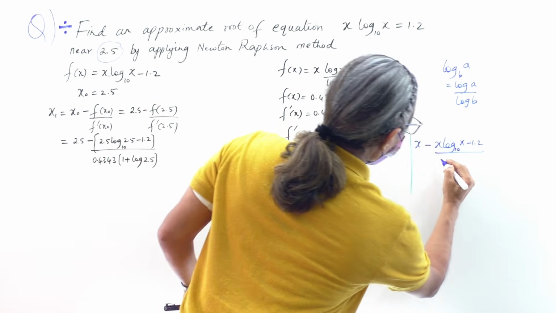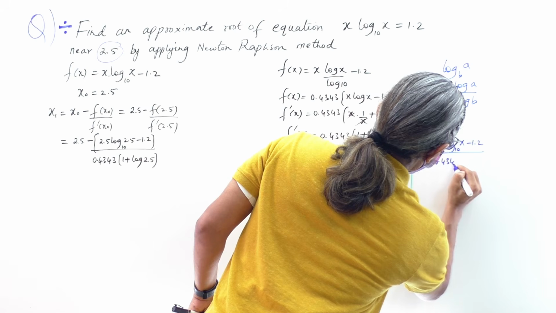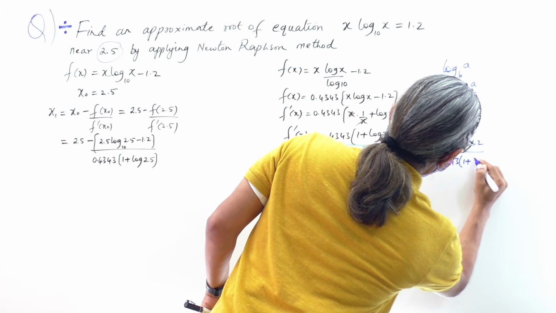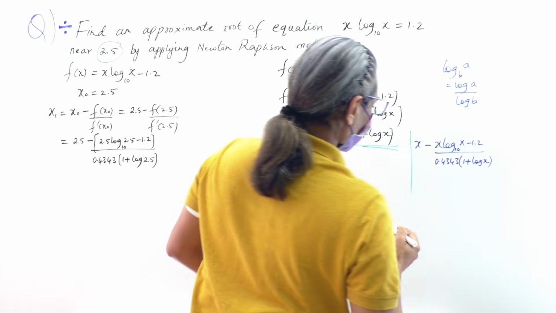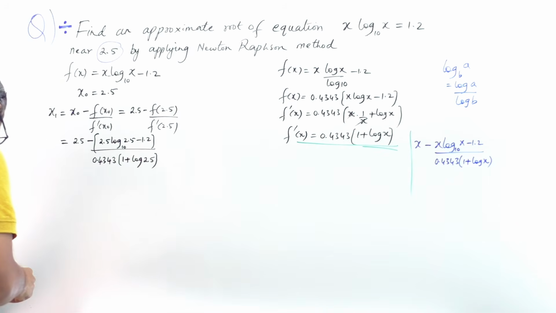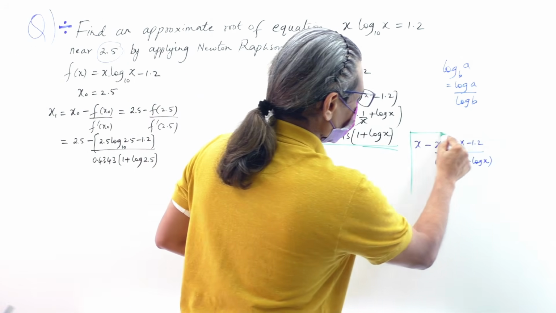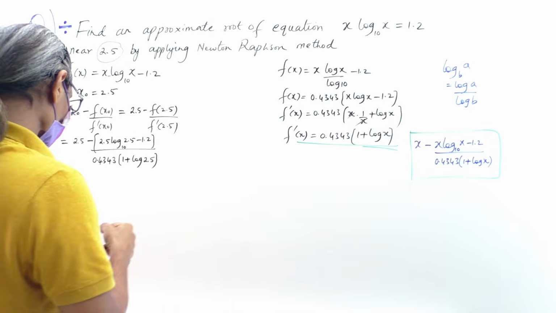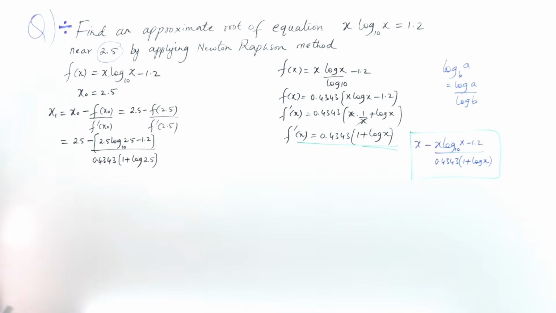What is f dash of x? That is 0.4343 into 1 plus log of x. So this becomes the main formula to put in the calculator and automate it. We can write it separately if you want, or here also, no problem.